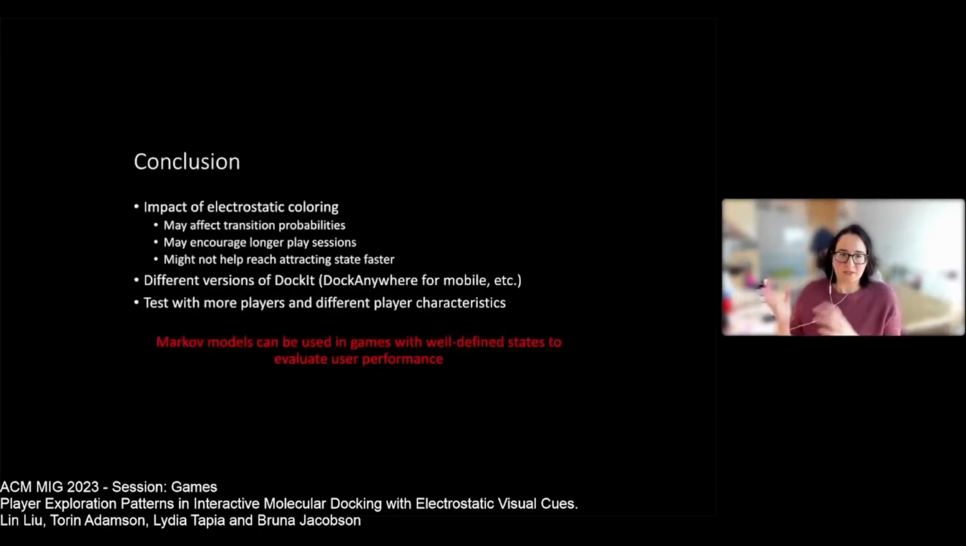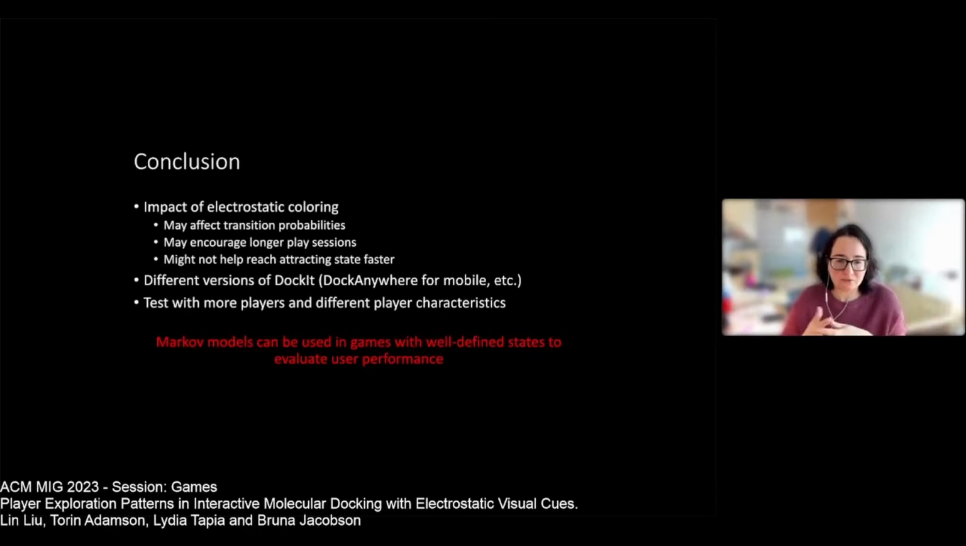So in summary, the impact of electrostatic coloring showed that there were significant differences in just looking at transition probabilities, but not in time to reach the attracting state, which is what we really want to get to. Adding electrostatic coloring may have some impact on how long people play the game, since we got more data points from that, although there were a few outliers. But it might not help reaching the attracting state faster.